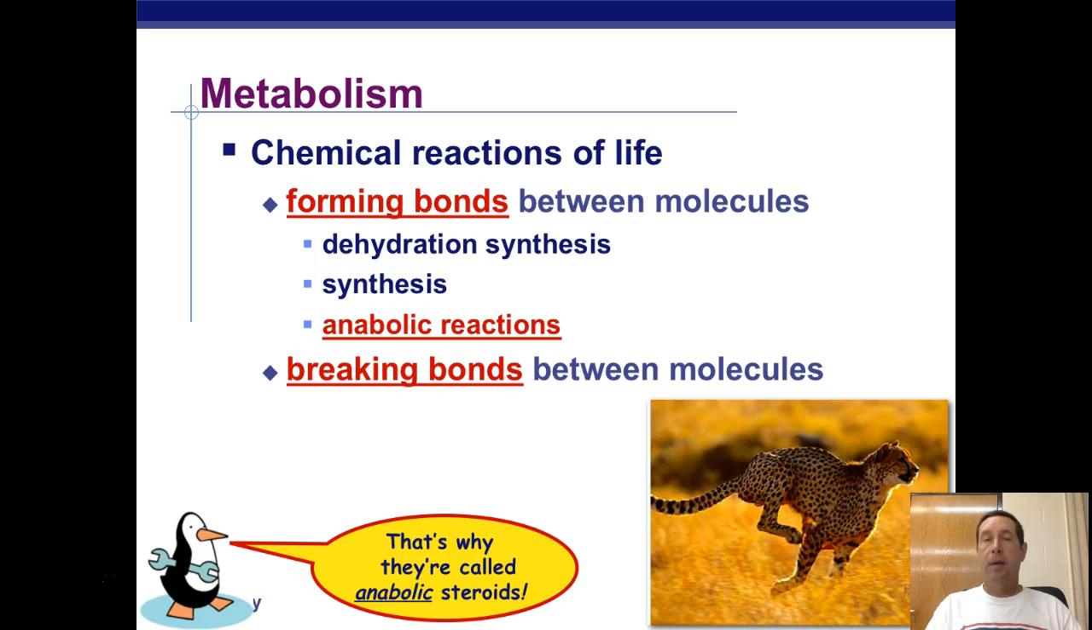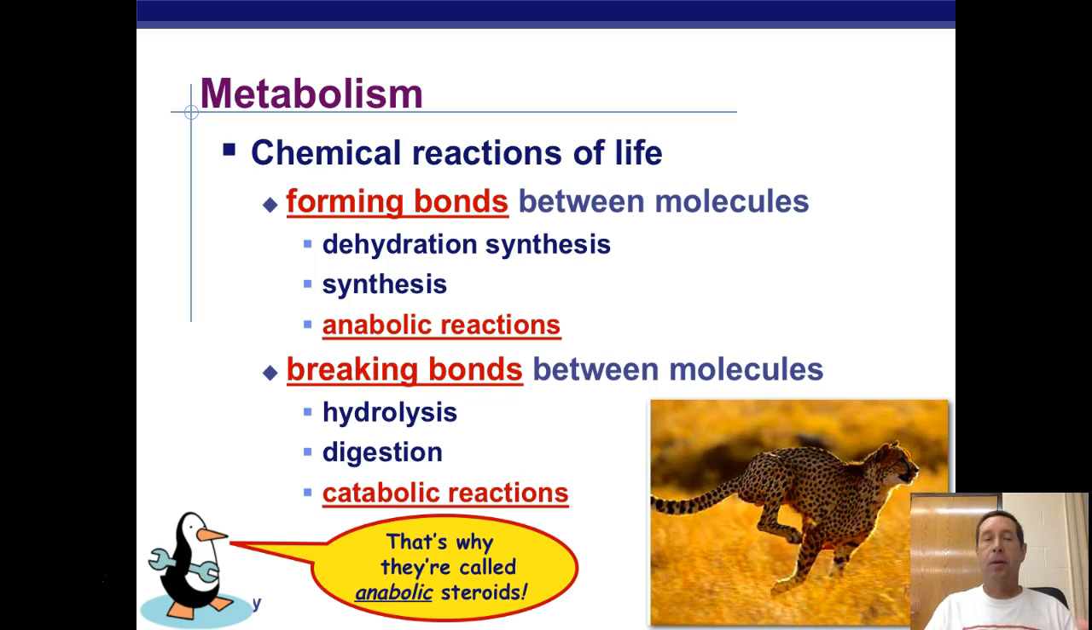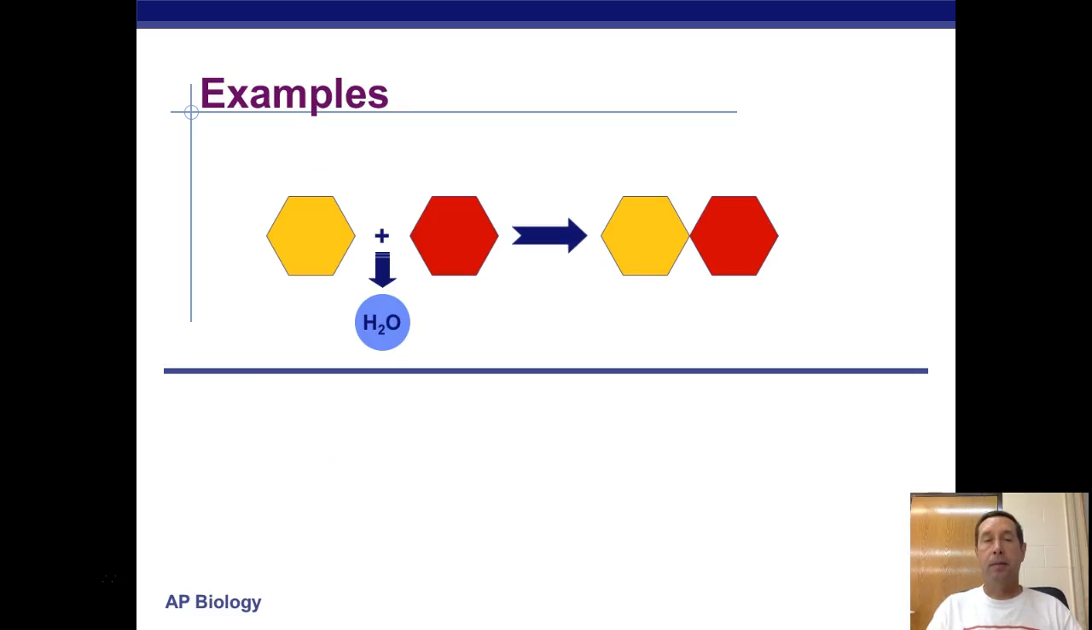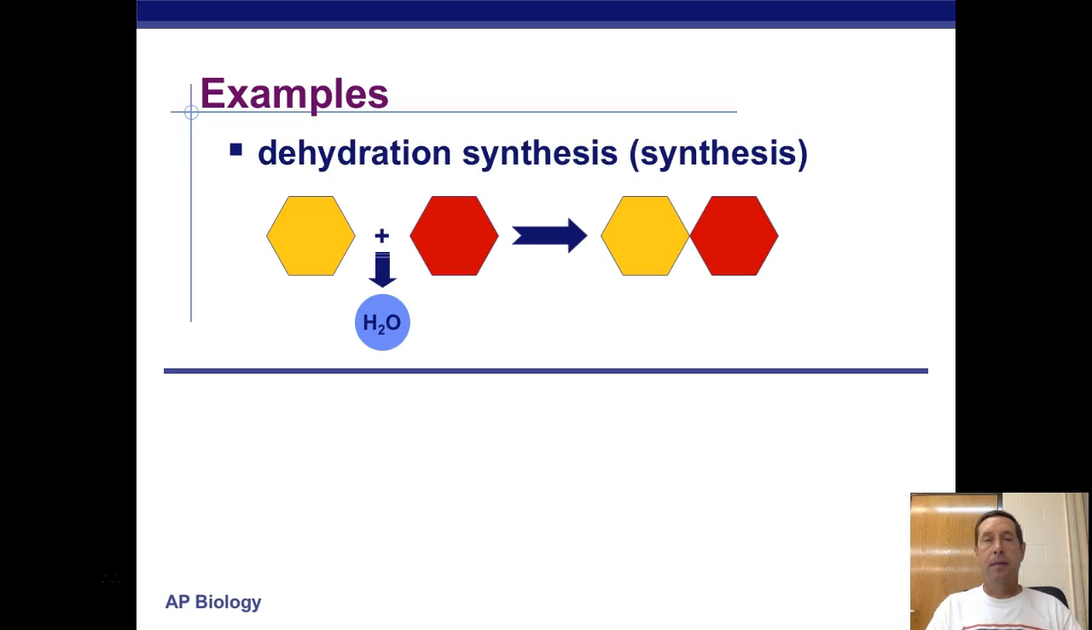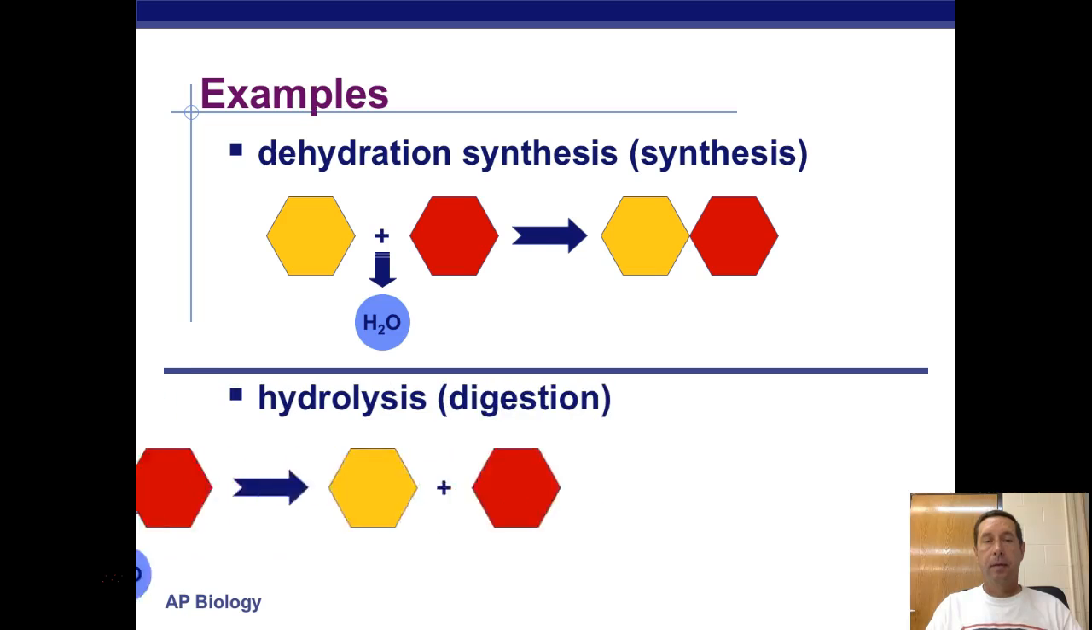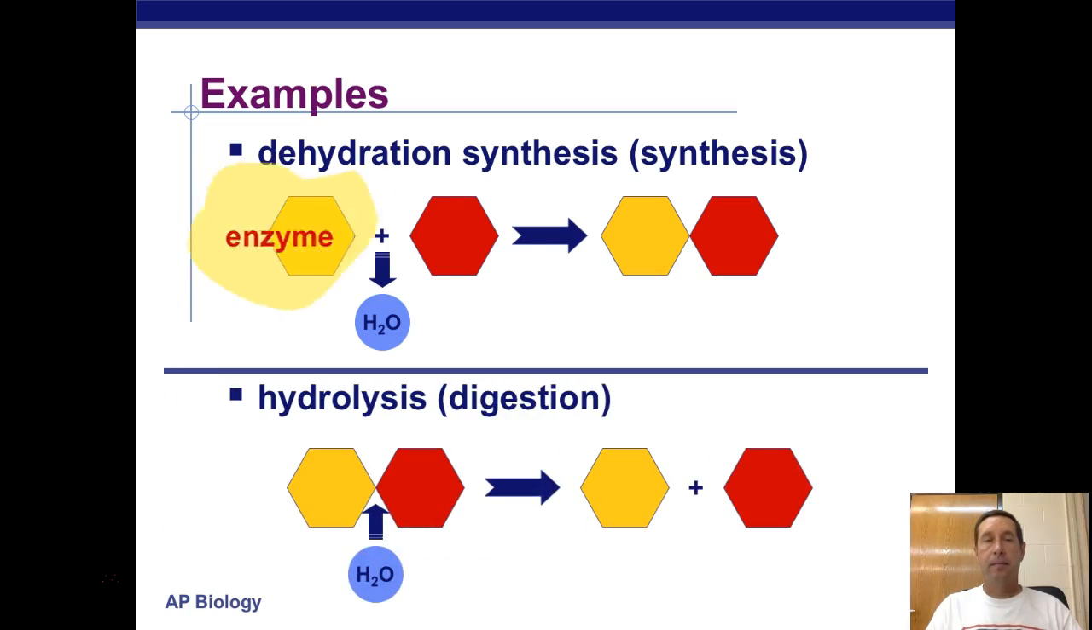There's also breaking bonds between molecules. Hydrolysis, where water is added in and used to split the bonds. Digestion is a form of this. These are catabolic reactions, where larger molecules are broken down into smaller subunits. Energy is a part of all of this. It takes energy to form bonds, and energy is given off when bonds are broken. So here's an example of a dehydration synthesis reaction. Hydrolysis looks kind of like this.